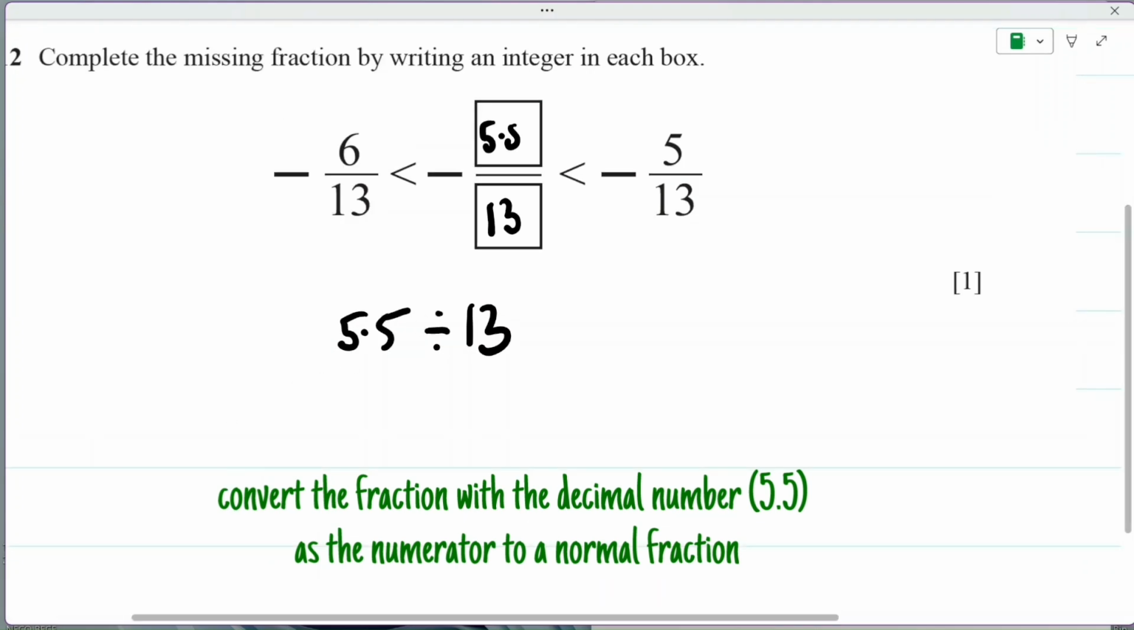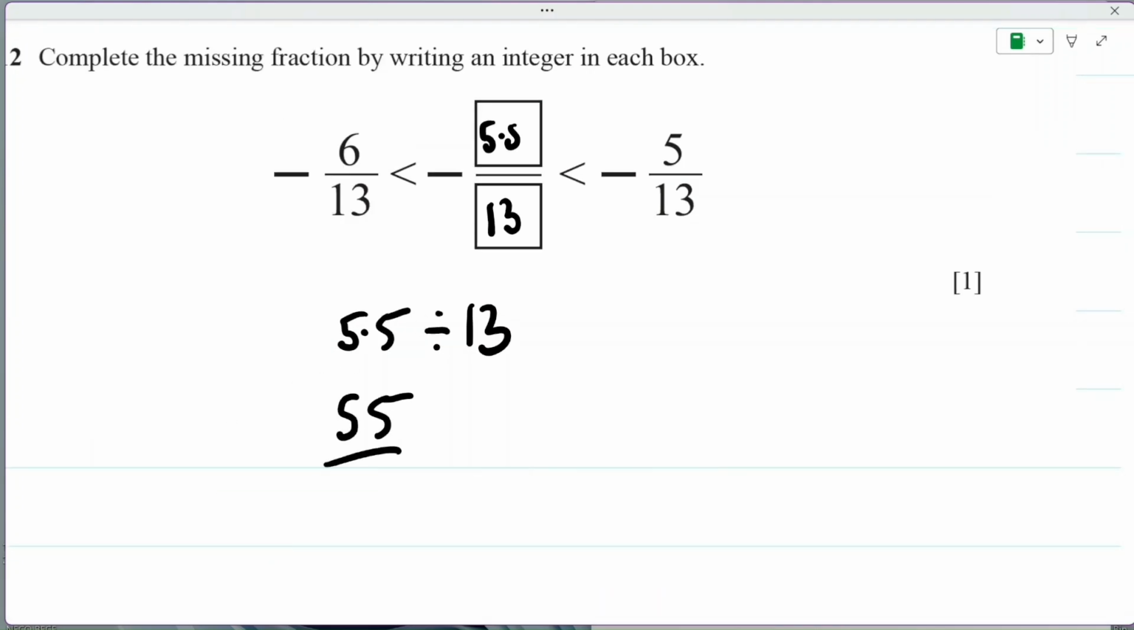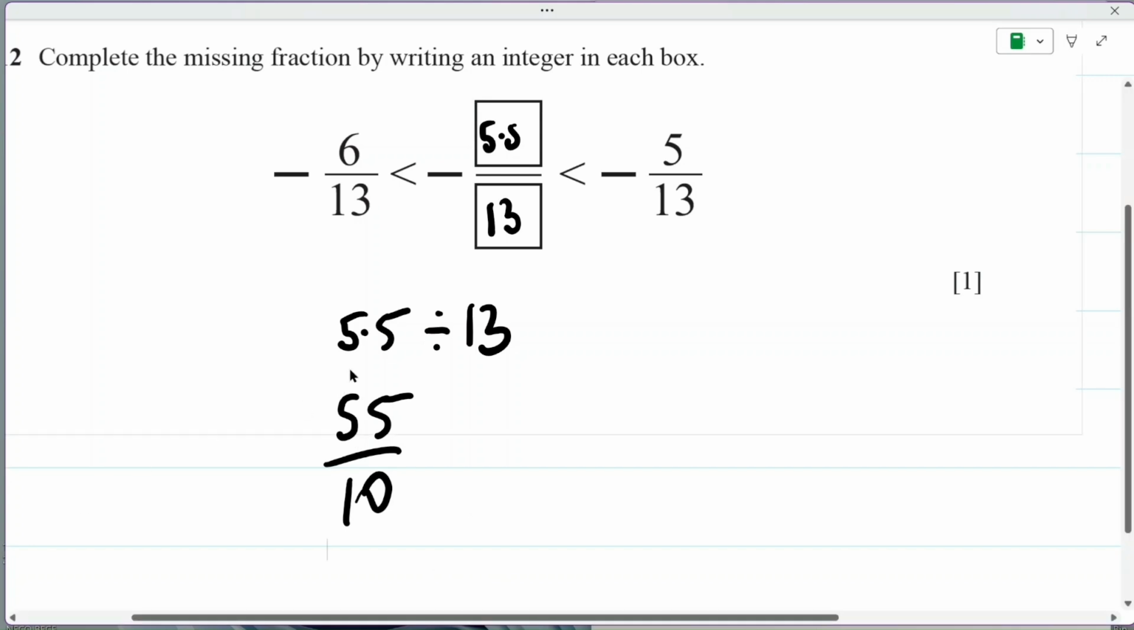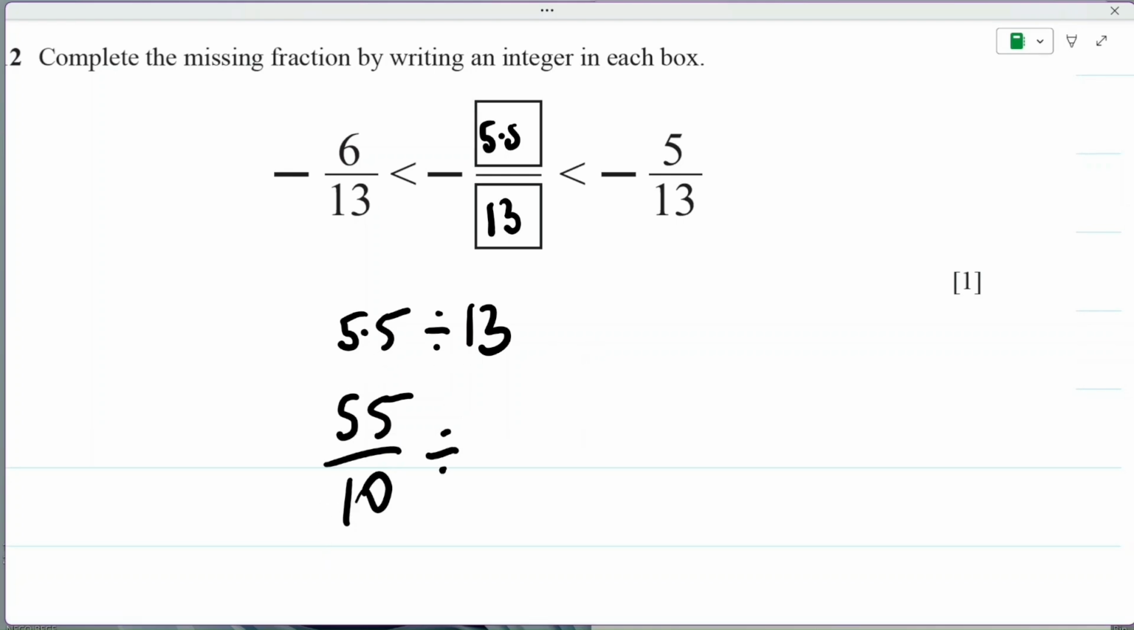This 5.5 can be 55 over 10. You take this decimal outside and move it one step behind this 5. Once you take it one step behind the 5, it will be over 10. If you take it 2 steps, it will be over 100. It's all about converting decimals to fractions. Then you still have your divided by 13. Then you can say this is 13 over 1.